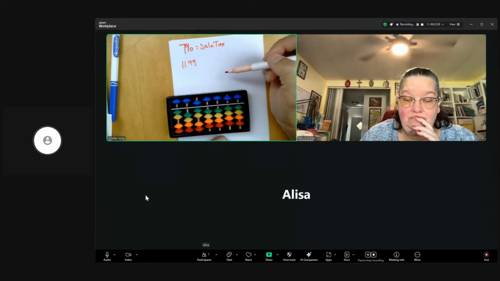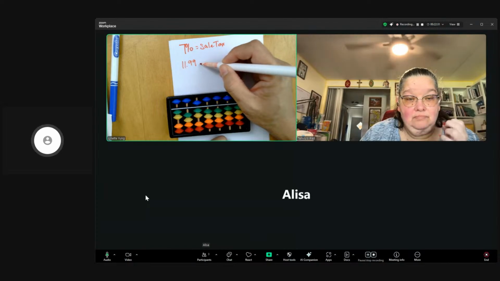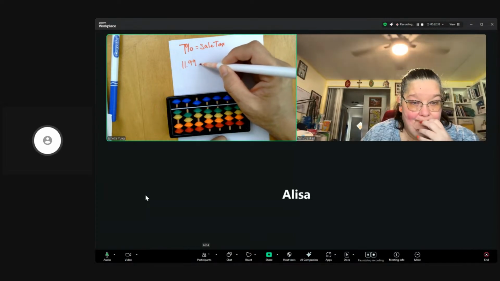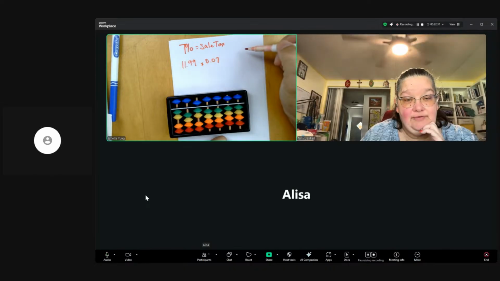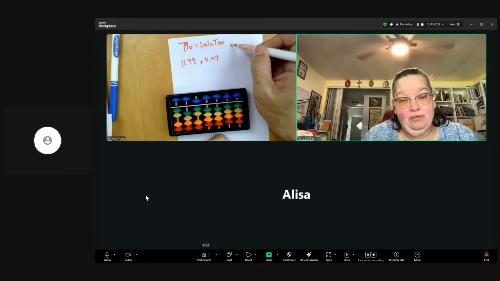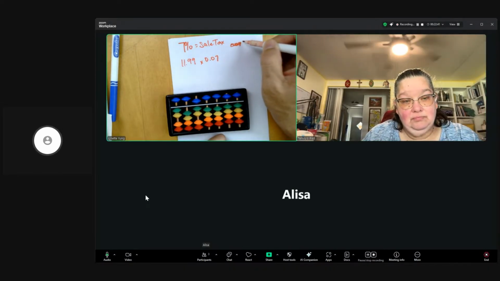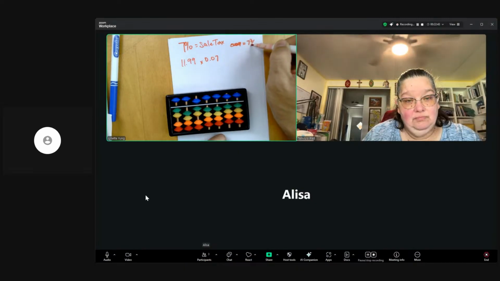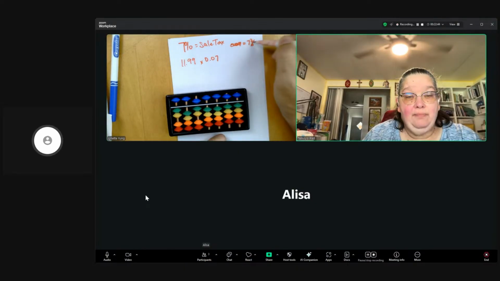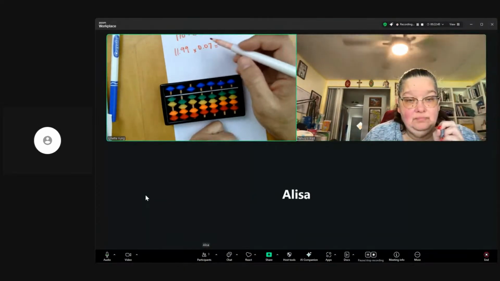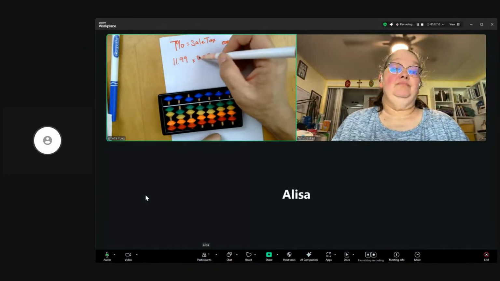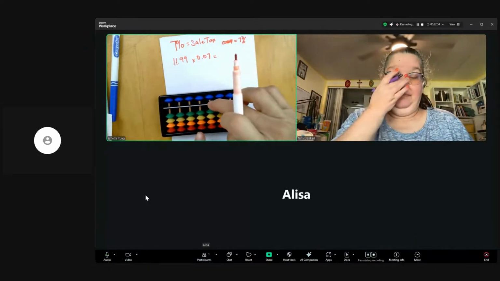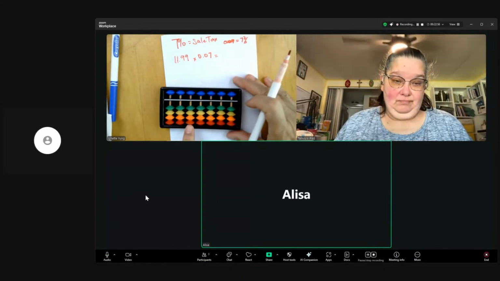Sales tax. So when we're talking about taxes, if I had a product $11.99, how much is tax? Well, we know that we're going to times it by 0.07, right? Because that's what 7% is. However, that's how much we're going to add, right? And so 1, 2, 3.